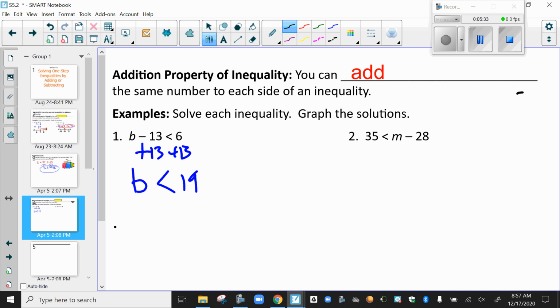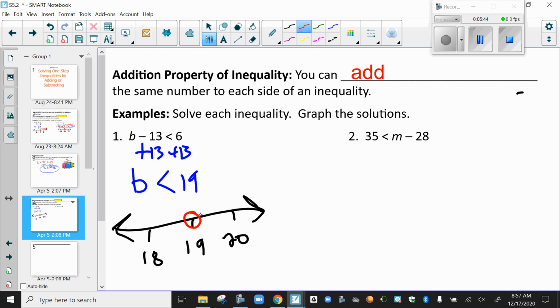I'm going to graph that by drawing my line with my arrows. 19 in the middle. Go up one on this side. Go down one on this side. All right. I'm going to have an open circle because it's not or equal to, and an arrow going to the left because we need less than numbers.